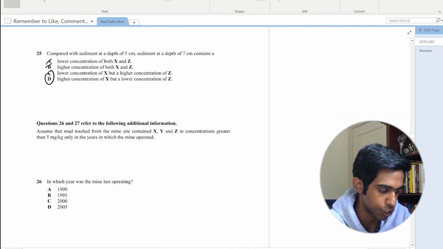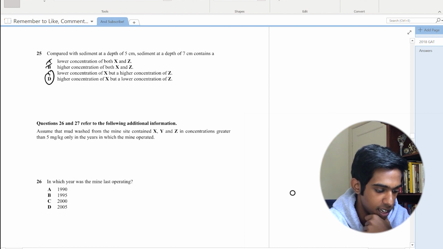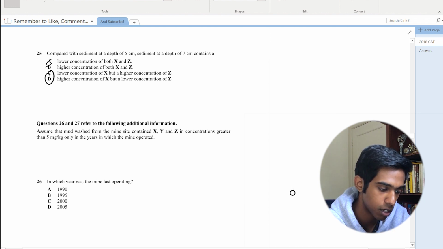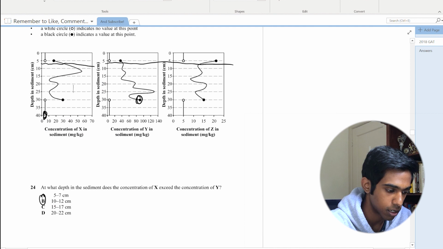26 and 27, additional information. Assume that mud washed from the mine site contained X, Y, and Z in concentration greater than 5 milligrams per kilogram only in the years in which the mine operated. Okay. Greater than 5 milligrams per kilogram. Okay.